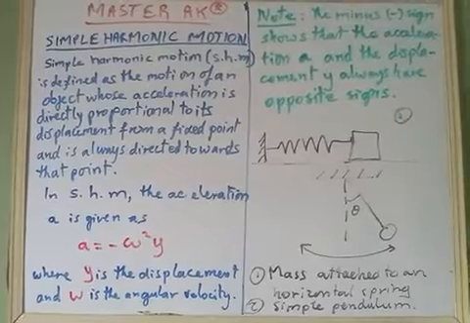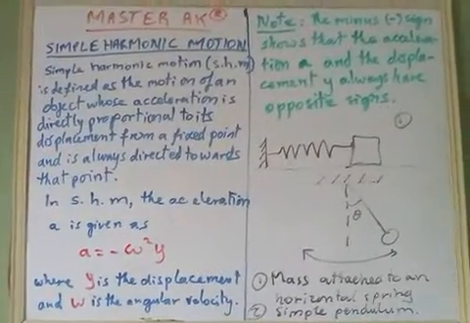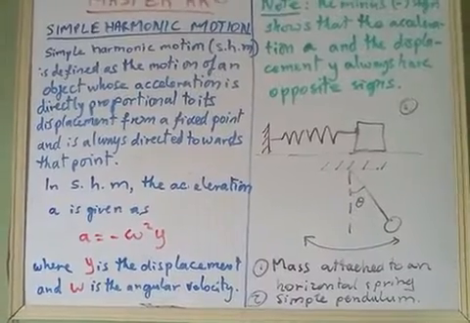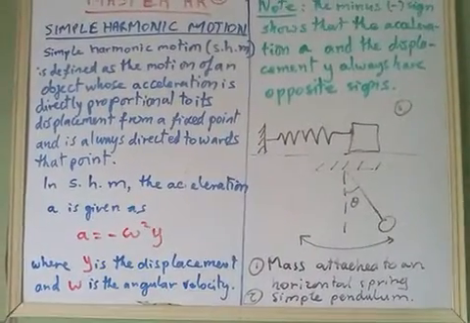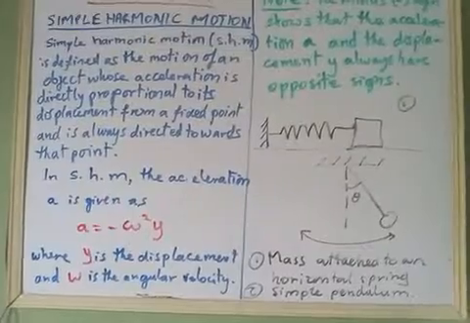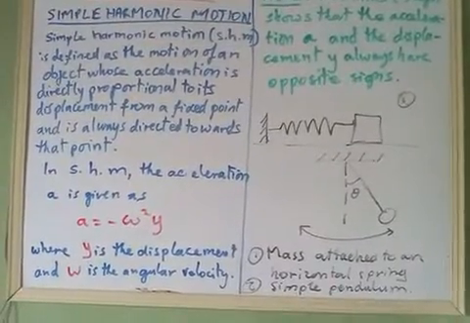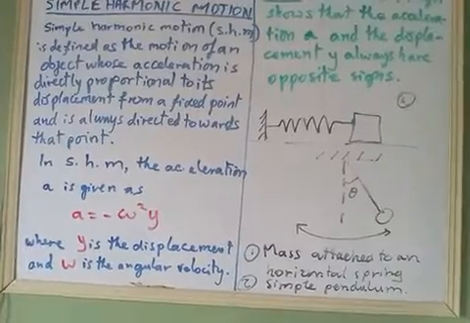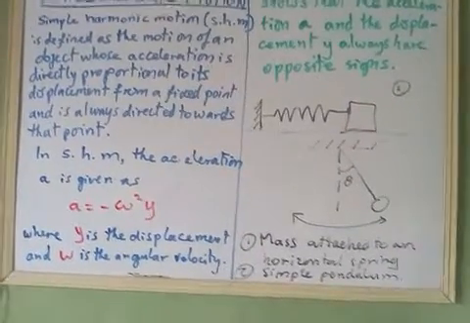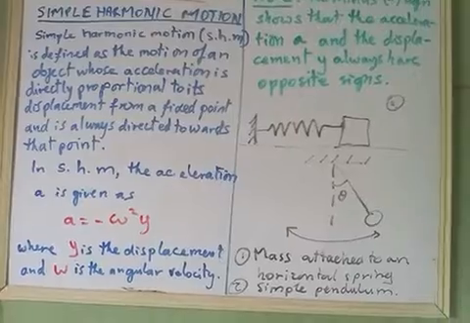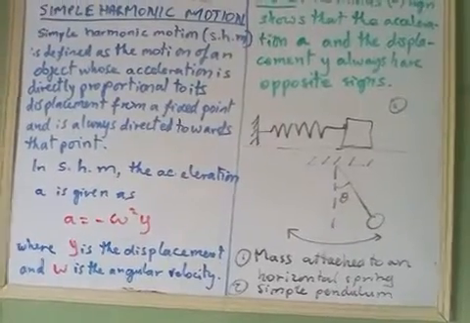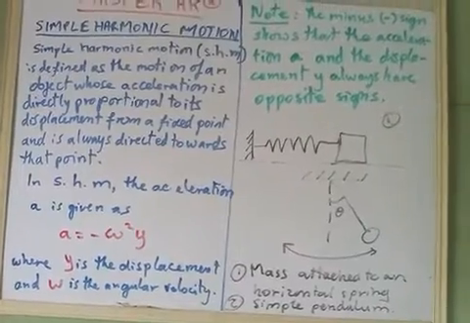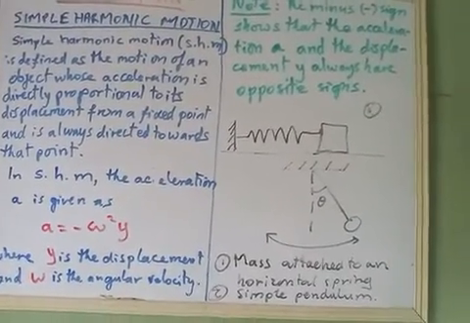Today we want to talk about simple harmonic motion. Simple harmonic motion is defined as the motion of an object whose acceleration is directly proportional to its displacement from a fixed point and is always directed towards that point. We are going to explain the meaning of this definition in the examples of simple harmonic motion.